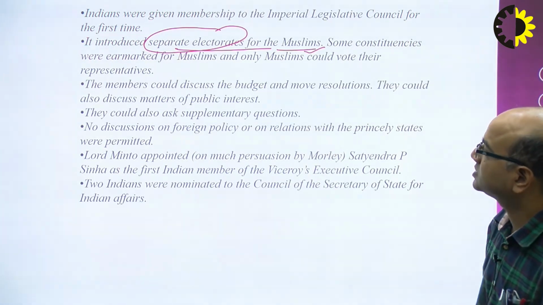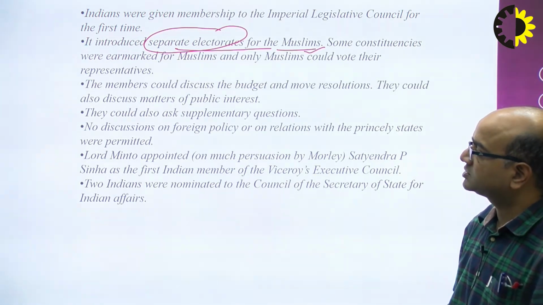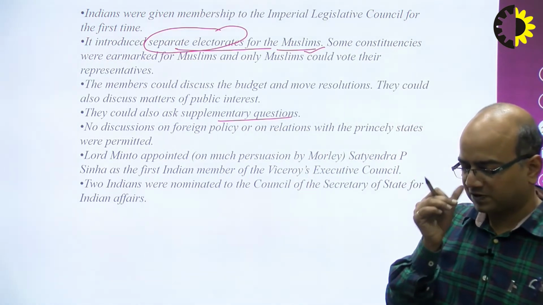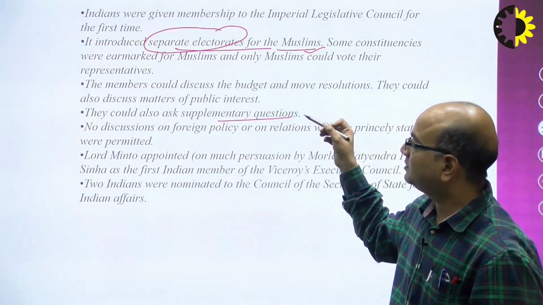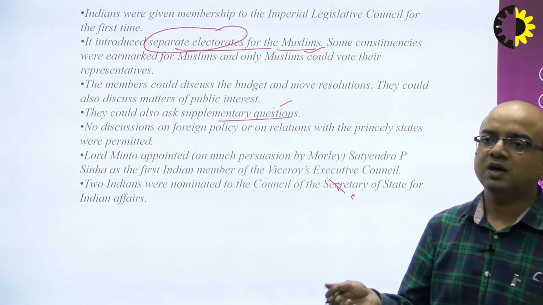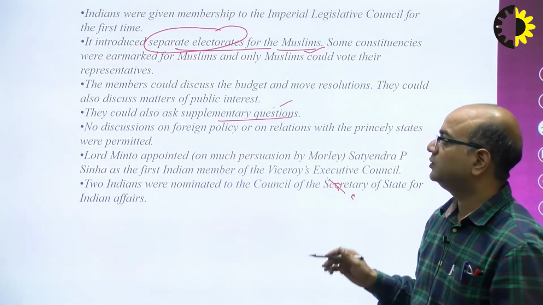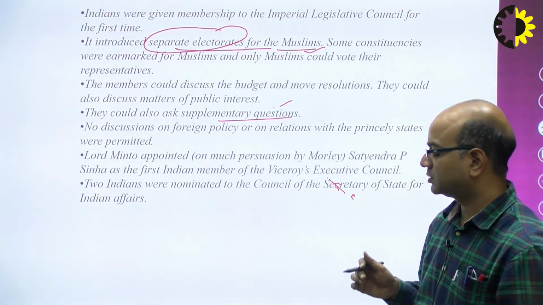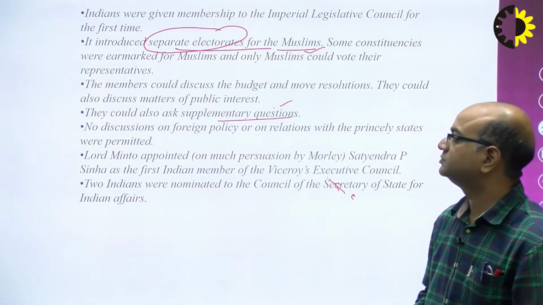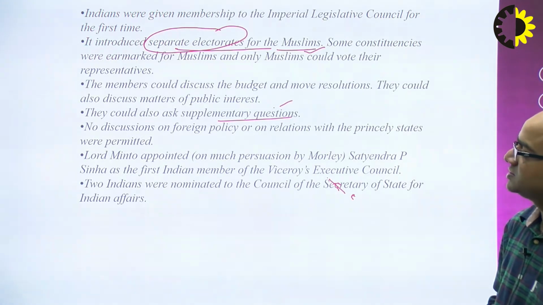So the members could discuss the budget and move resolutions. They could also discuss matters of public interest. They could also ask supplementary questions. So in the previous act, what we saw was that the elected people of India did not have this right to ask a question on the answers given by the executives, but now here they are given the power to do a counter question on them. Then no discussion on foreign policy or on relations with the princely states was permitted.